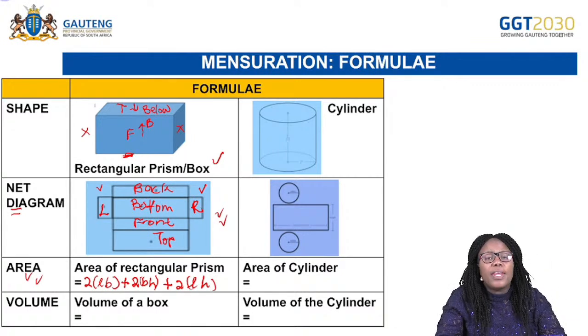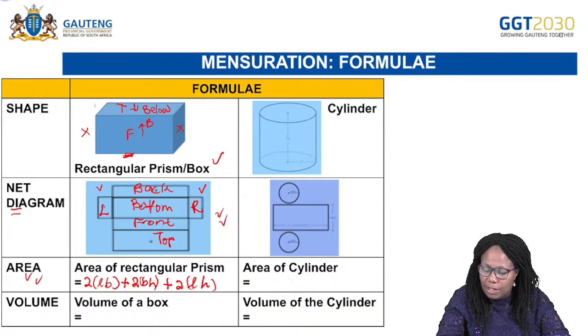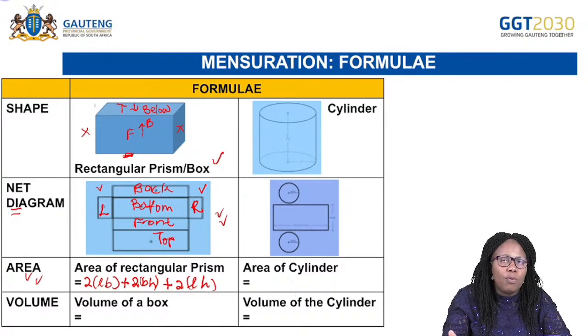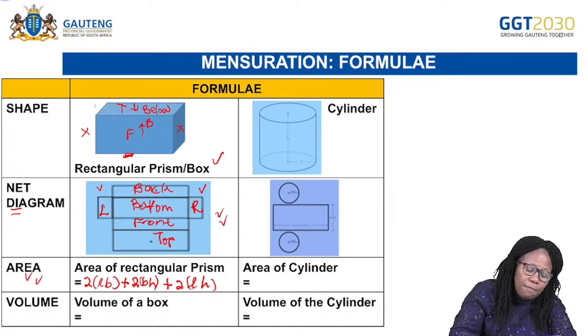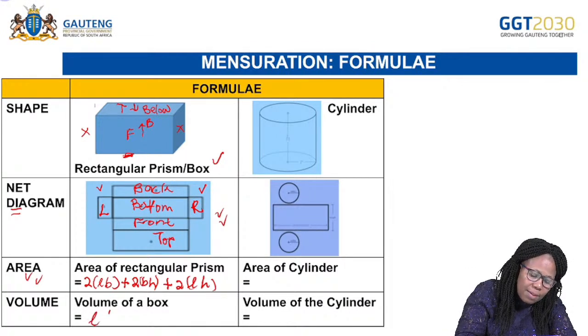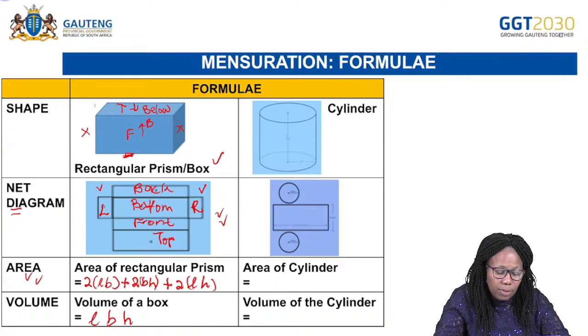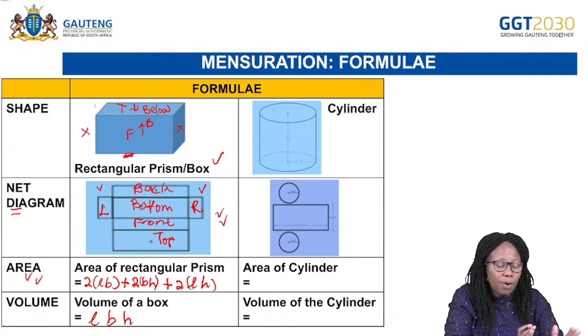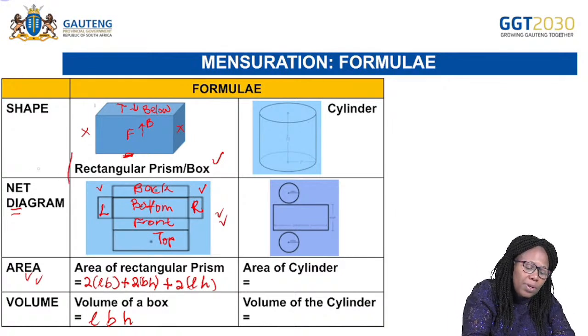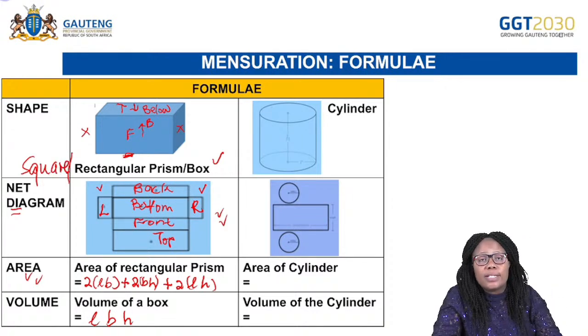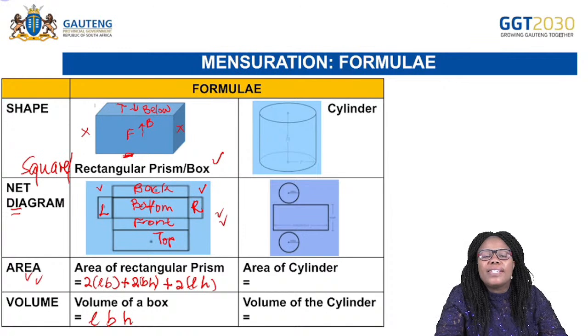Okay, and then now if we look at the volume of that particular box, this one I know most of us are familiar with. The volume of a box is length times breadth times height of the particular box. Okay, so this is for the rectangular prism or a square prism. They are both acting the same. And then let's look at the cylinder now.